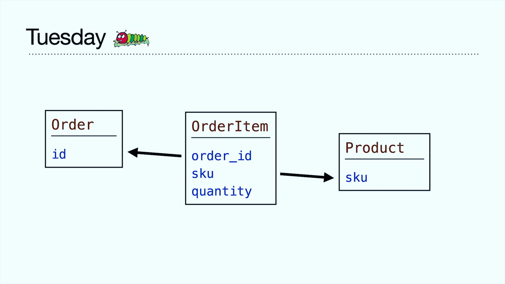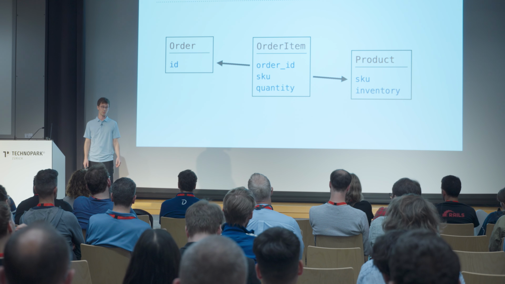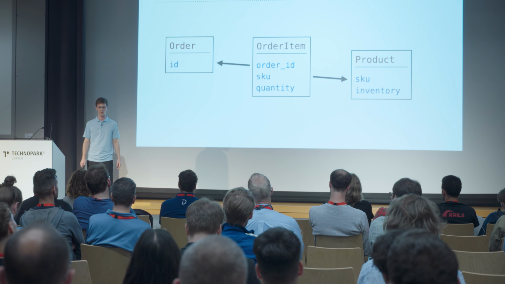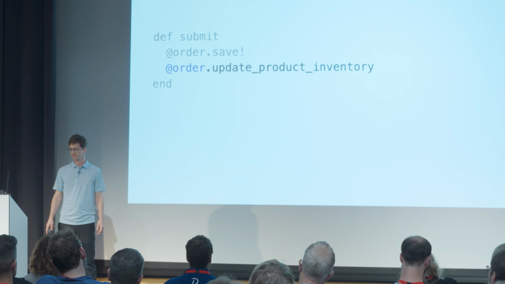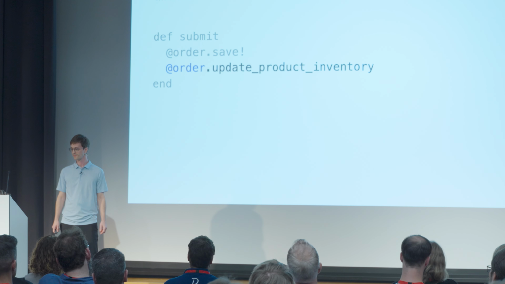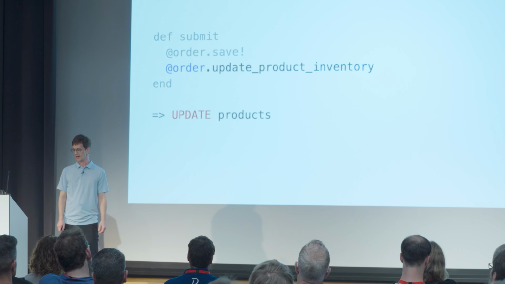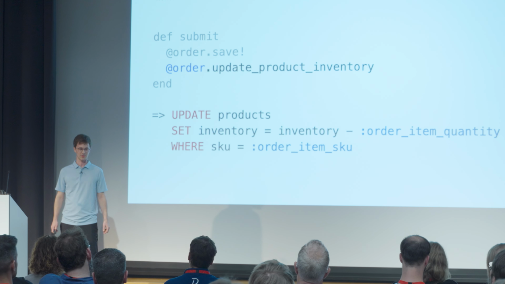Cat decides to deal with this problem by keeping track of the inventory on the products table, adding this inventory column. And then he can use that information to not show out-of-stock products on the site and maybe add a model validation around that as well. And then over in this submit code, Cat adds this call to update the product inventory after saving the order. And the way that works is it'll go through each item in the order and perform an update, decrementing the inventory by however many of that item was ordered for the item with that particular SKU.